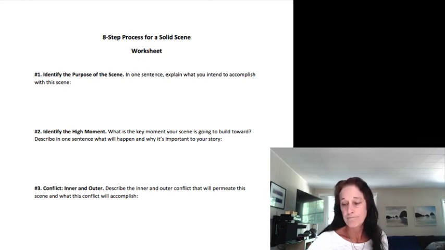Our third step in this 8-step process for a perfect scene, after you've identified the purpose and the high moment and you've worked your way back 20 minutes or so so you know where to start your story, is conflict, inner and outer. Describe the inner and outer conflict that will permeate this scene and what this conflict will accomplish. This is really, really important. If you have no conflict in your scene, it is useless. It's horrible. I will venture to say, as I always do, conflict is story. And you need to have conflict on every single page.